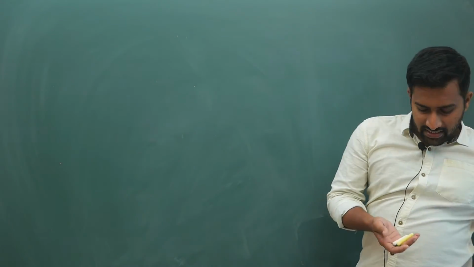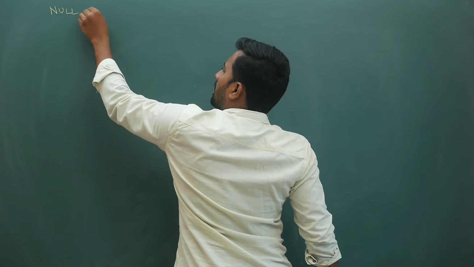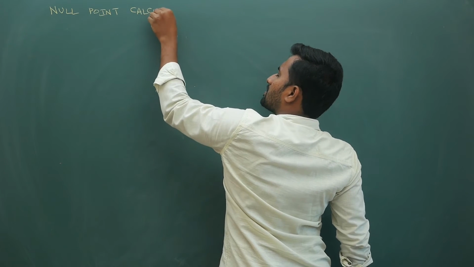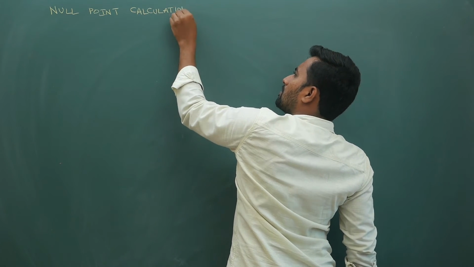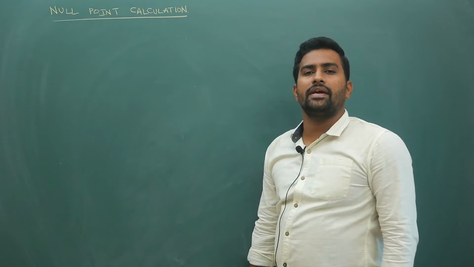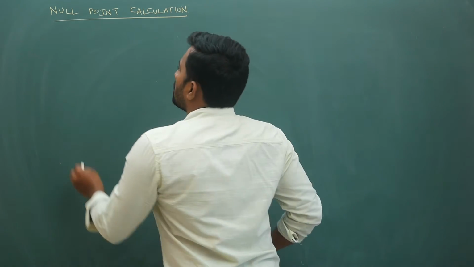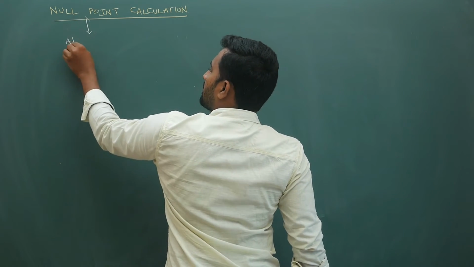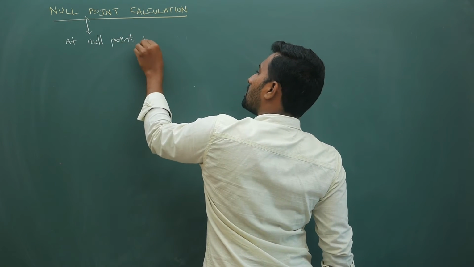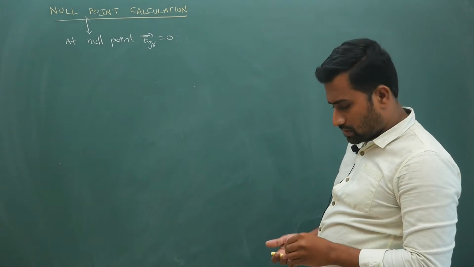Your first topic is null point calculation. What will you do here? I will tell you. Null point means it is a point where your gravitational field is 0. So I write very clearly, at null point gravitational field is 0. So the magnitude of gravitational field is 0.